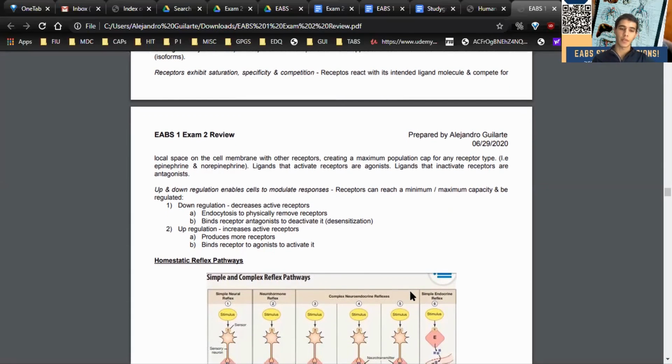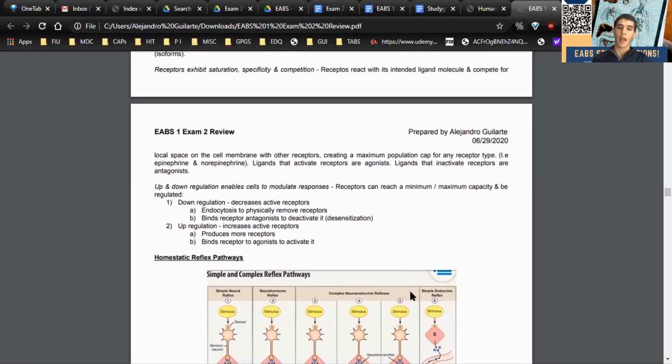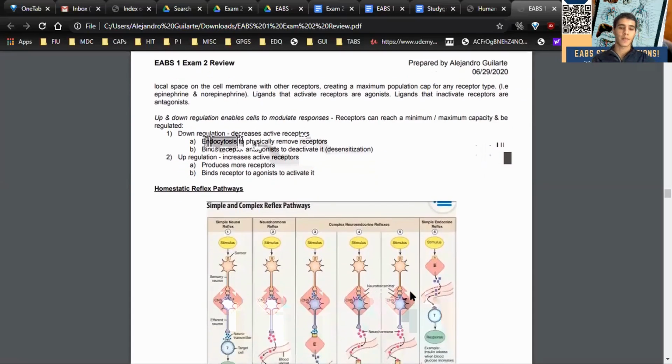You would activate the gene that produces more receptors of this type, or you bind receptor agonists to it. So you would bind a chemical messenger that would reactivate it. Antagonist means deactivate, and agonist means activate in this context.